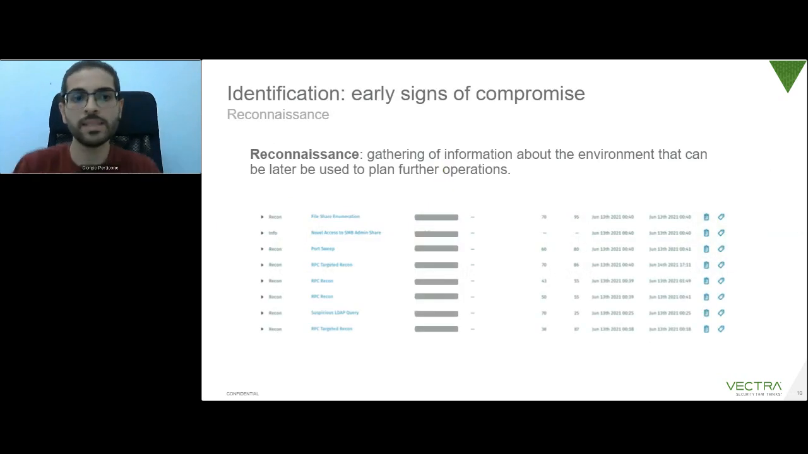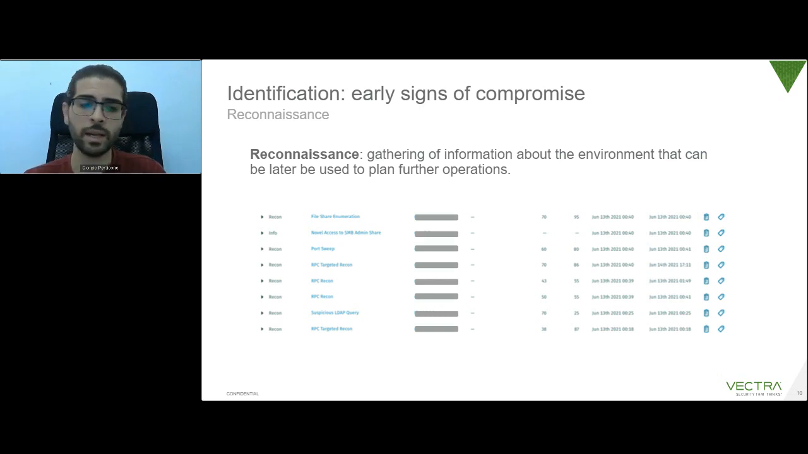So let's start to talk about the identification, the core of this webinar. As I said before, during the identification phase, we really want to look for those reconnaissance and lateral movement techniques used by the malicious actors. And I'll start talking about the reconnaissance first.